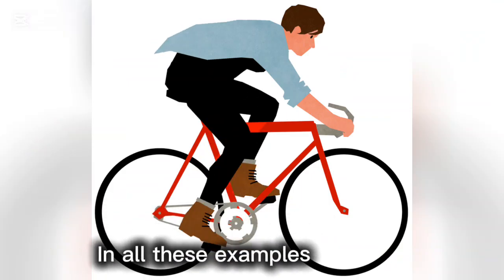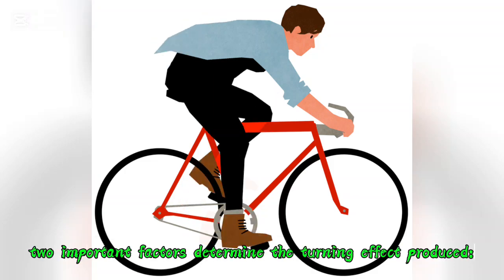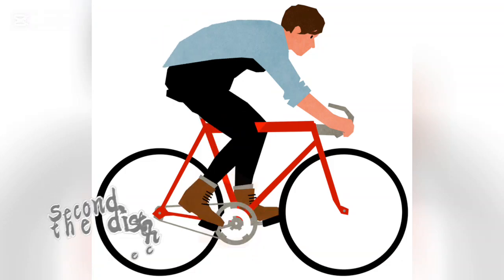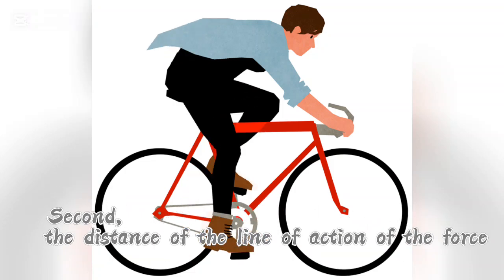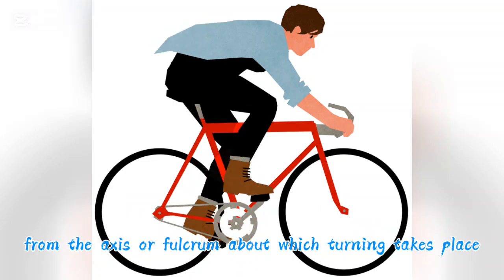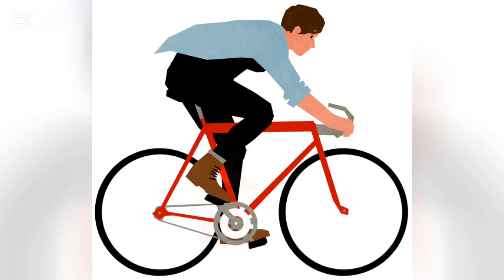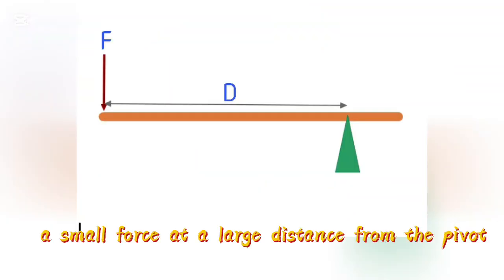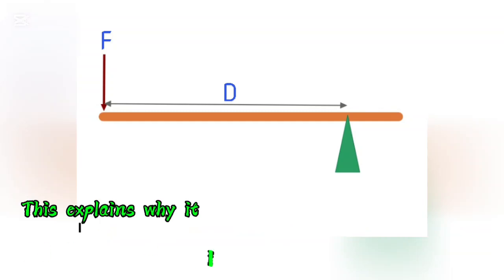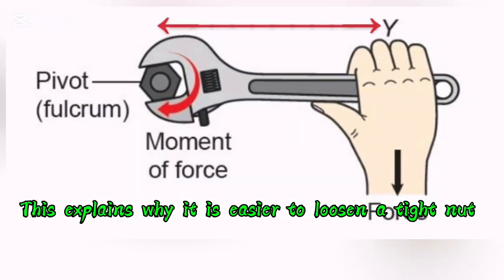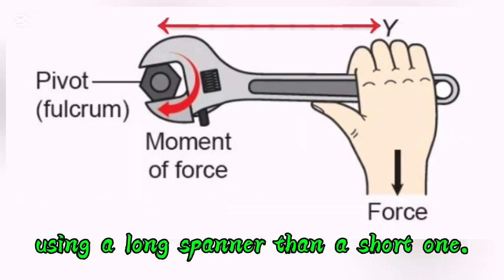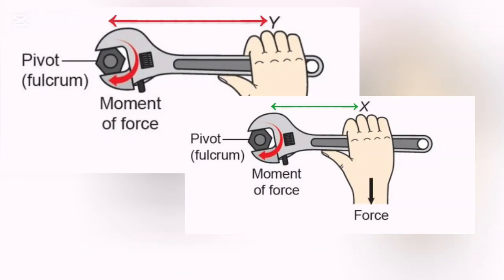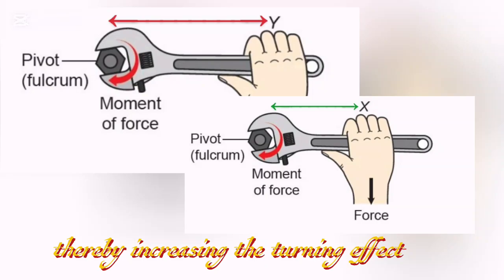In all these examples, two important factors determine the turning effect produced. First, the magnitude of the applied force. Second, the distance of the line of action of the force from the axis or fulcrum about which turning takes place. A large turning effect can be produced by applying a small force at a large distance from the pivot. This explains why it is easier to loosen a tight knot using a long spanner than a short one. The longer spanner increases the distance from the pivot, thereby increasing the turning effect.